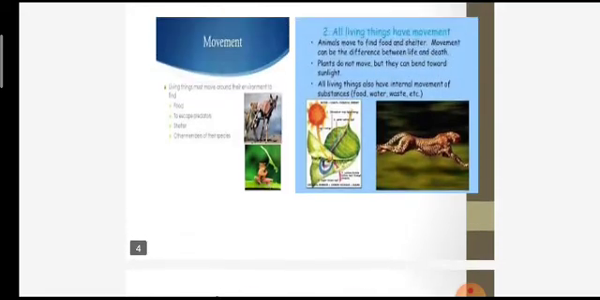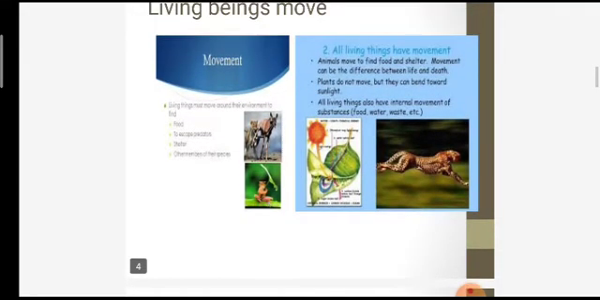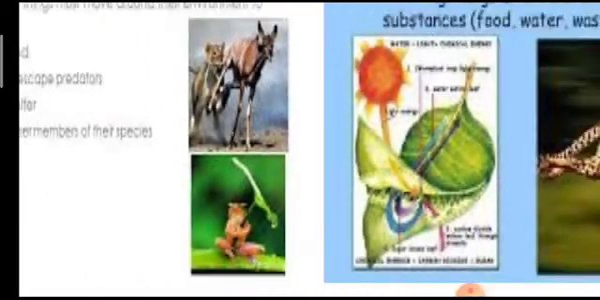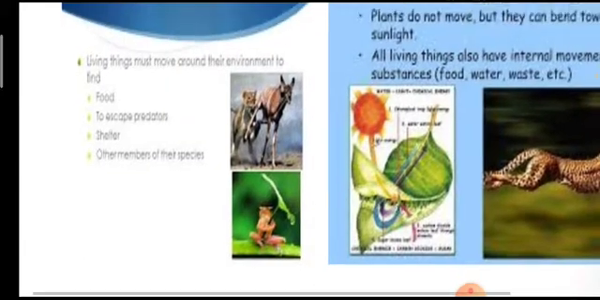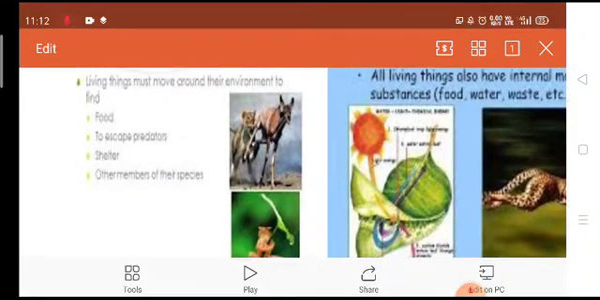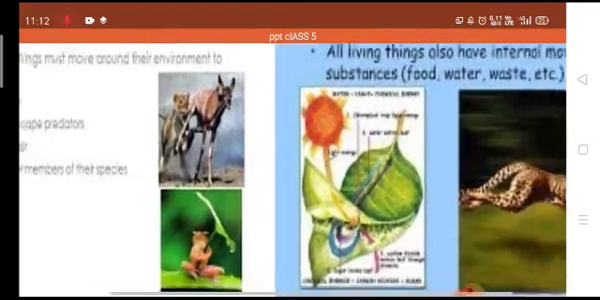Then this is about the movement of living things. See here, there is a picture, that is, a cheetah running. This is one of the movements. Here the tiger is holding an animal for its food. You can see this, right? The picture is not so clear right now. Then this is the plant which is bending towards the sun. You can see this picture.